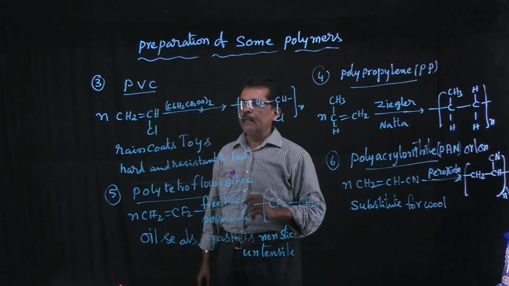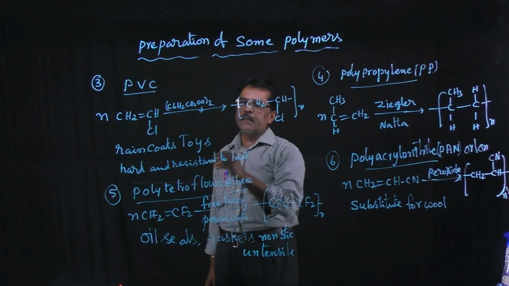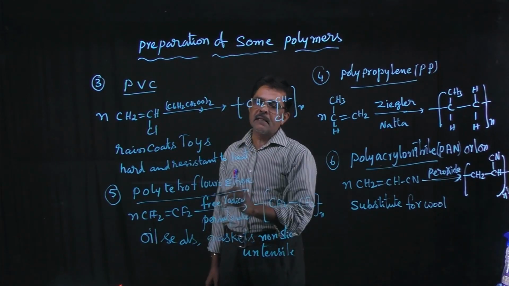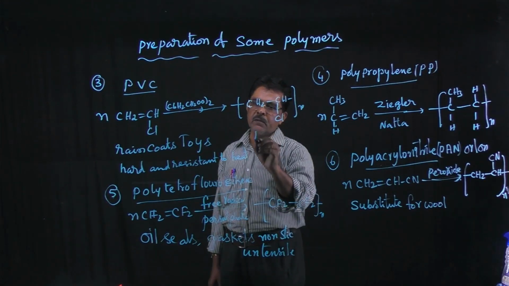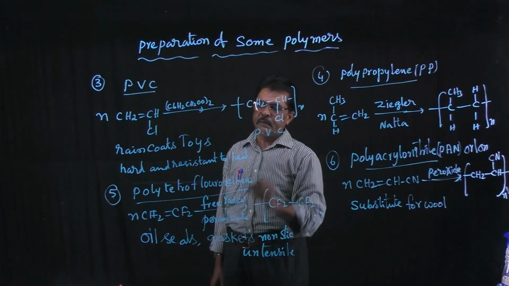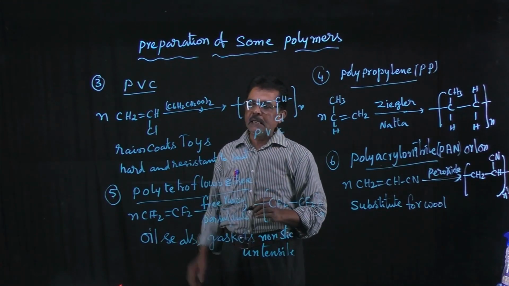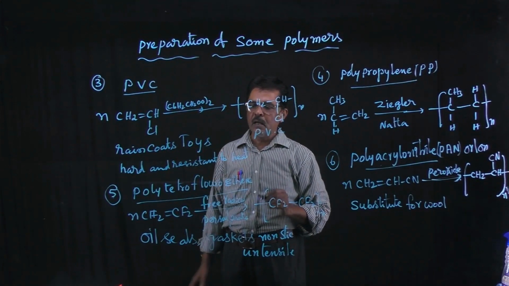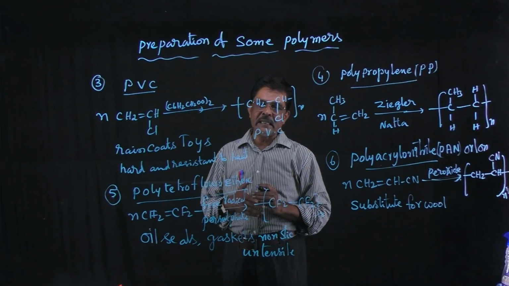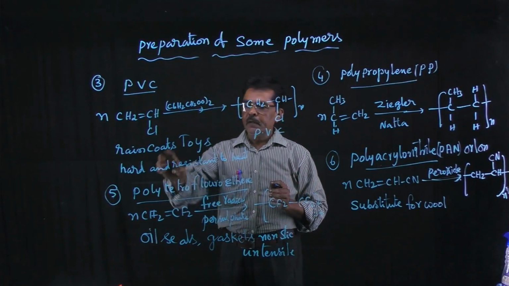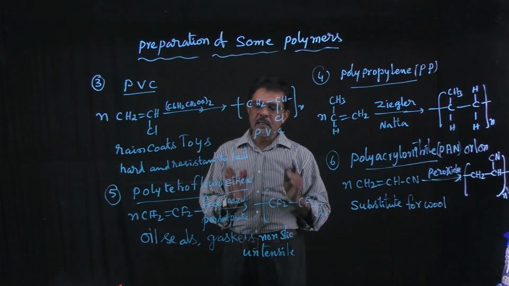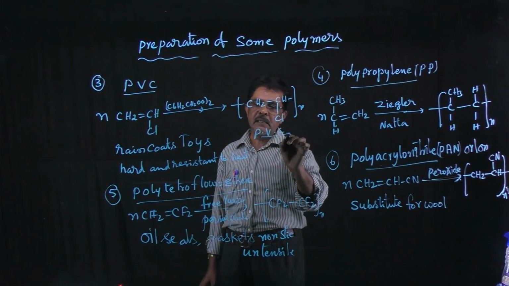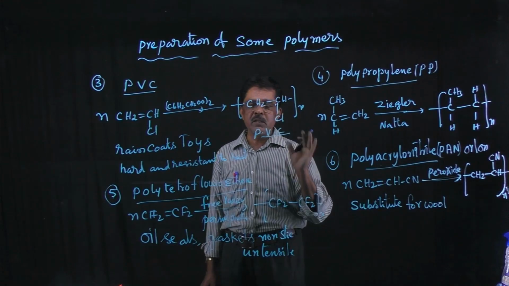Polyvinyl chloride. Vinyl chloride is subjected to polymerization in the presence of dibenzoyl peroxide, gives polyvinyl chloride. Polyvinyl chloride is used for raincoats and toys, hard and resistant to heat. Raincoats, toys and hard and resistance to heat. This substance PVC is hard, resistant to heat, right?